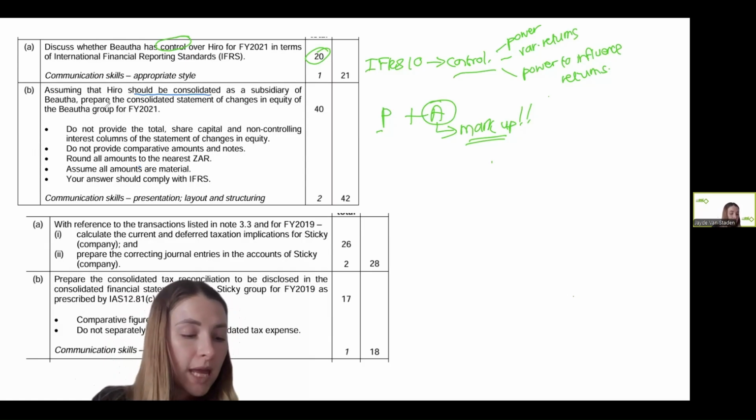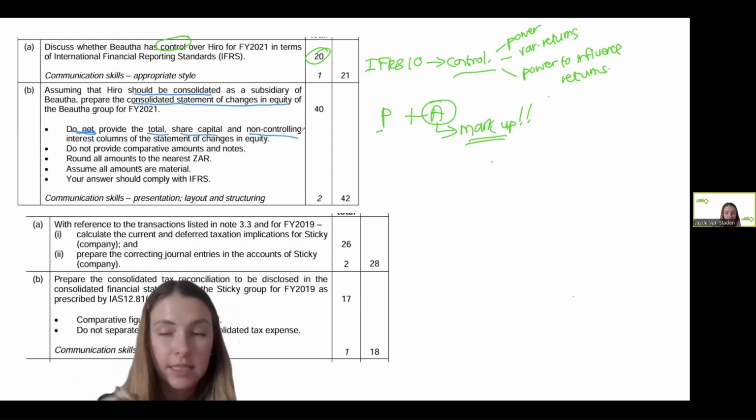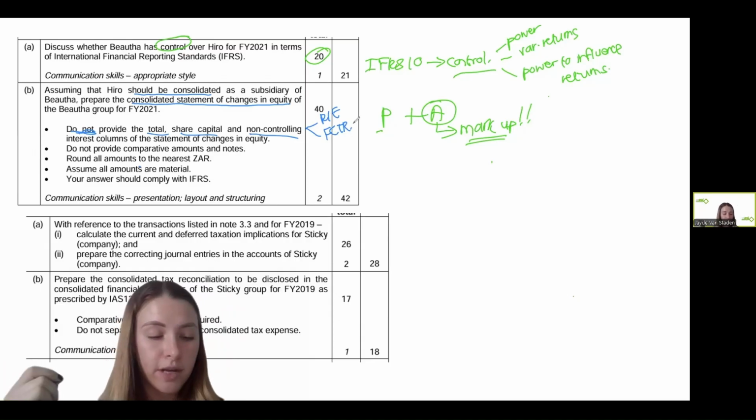Okay, then taking a look at the next required, it says, assuming that HIRO should be consolidated, prepare the consolidated statement of changes in equity. Okay, do not provide the total, the share capital, and the NCI. So all that you were really left with here was your retained earnings, and this had some foreign transactions, so your FCTR. Okay, because it had a foreign subsidiary.